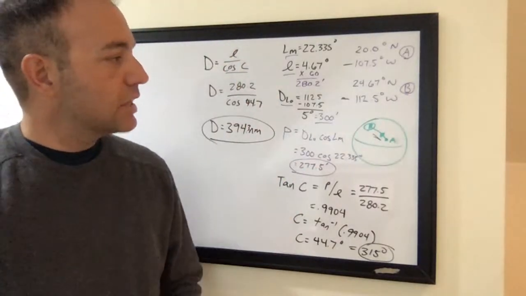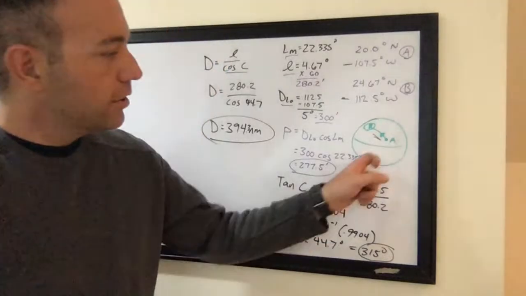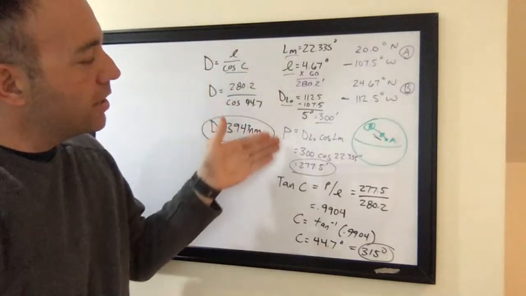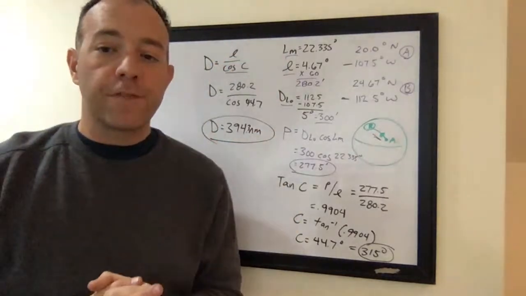So that looks like a lot. Really, if you think about it, draw the situation out, write down what you know, and then you're going to have to go on a hunt for these four different things.